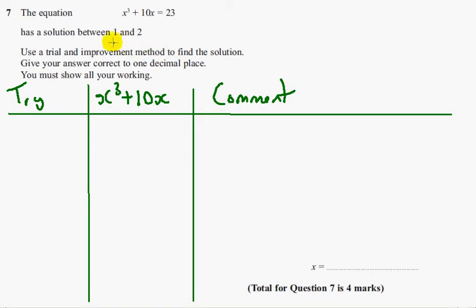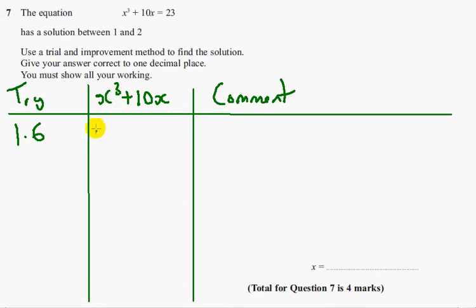So it's kind enough to tell you the solution is in between 1 and 2. So I'm going to try 1.6. When x is 1.6, we're going to substitute 1.6 into this equation here. So 1.6 cubed plus 10 times 1.6. Be careful when you type that into your calculator. Remember, the cubed comes first, mid maths, and then plus 10 lots of 1.6.